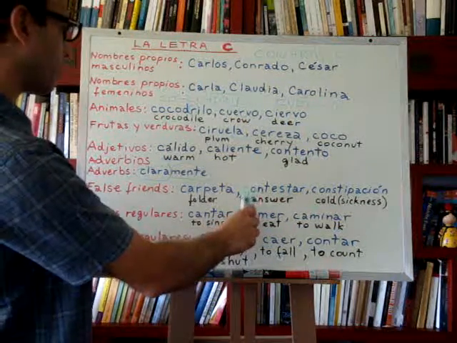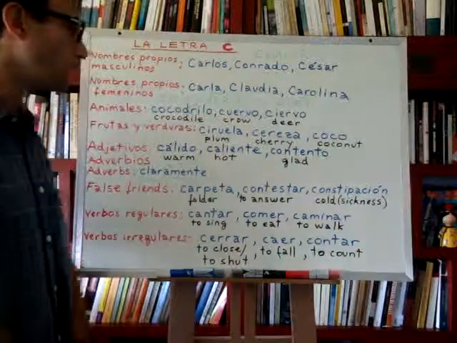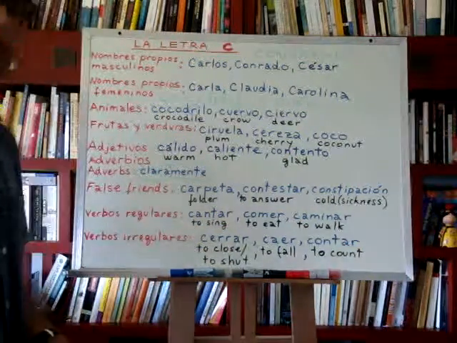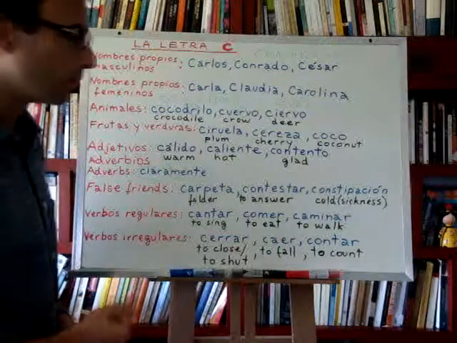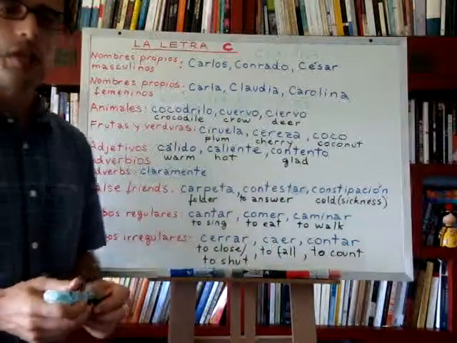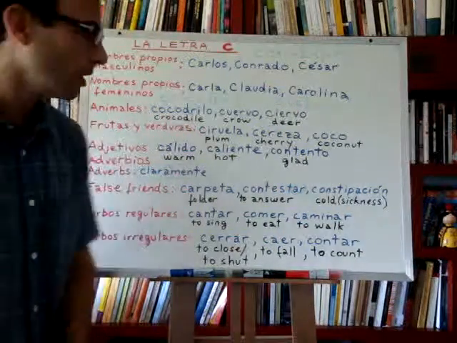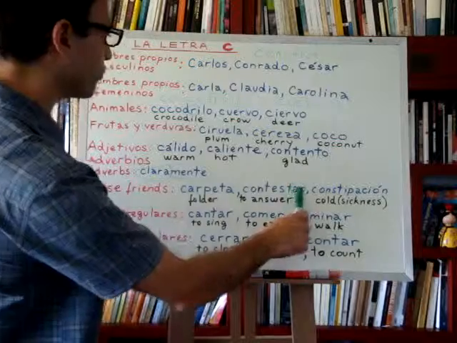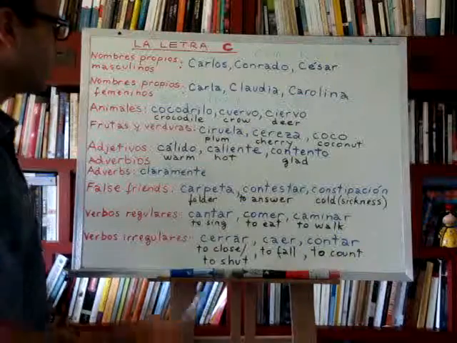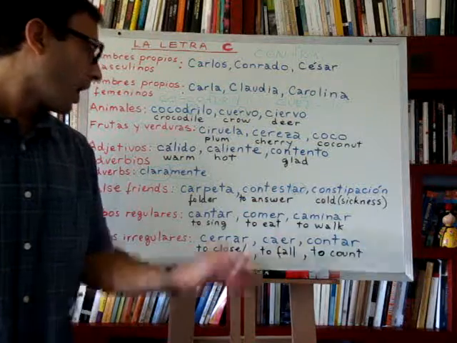Second false friend, contestar. Contestar, right? Contestar means to answer. It is a verb. In Spanish you can always recognize the Spanish verbs because they end in AR or in ER or in IR, right? Because we have 3 different classifications of Spanish verbs. So you can see that this is a Spanish verb of the first classification, okay? Of the first group. So, contestar means to answer. And how do we say contest?